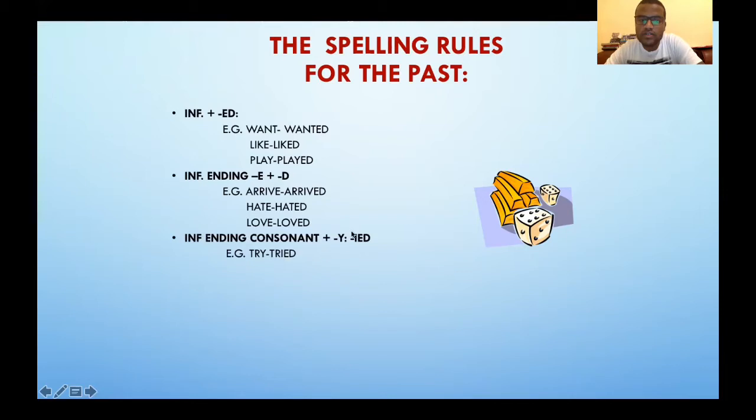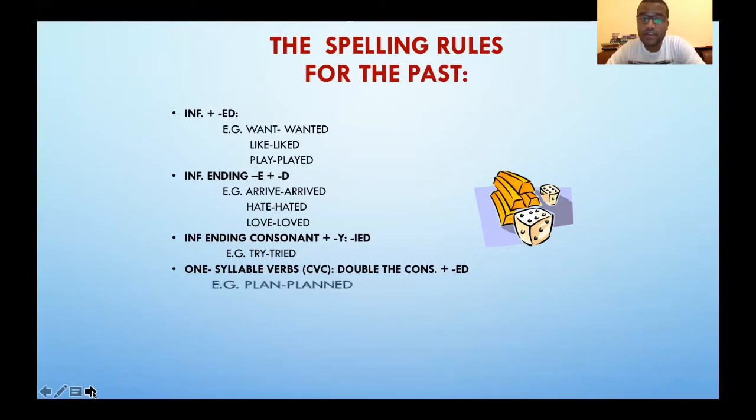For example, we have the verb tried. What do you notice here? We remove y and we add ied. Try, tried. Then sometimes you're going to find some verbs that end with what? CVC. What does CVC mean? It means consonant, vowel, consonant. Some verbs end with consonant, vowel, and consonant.